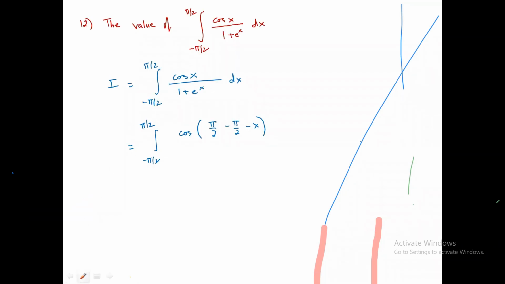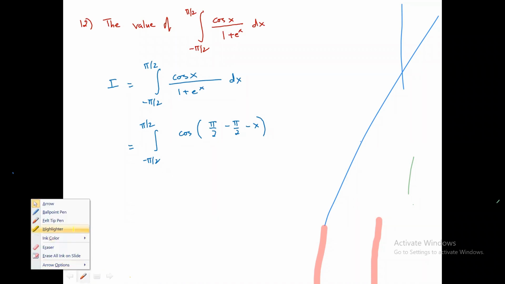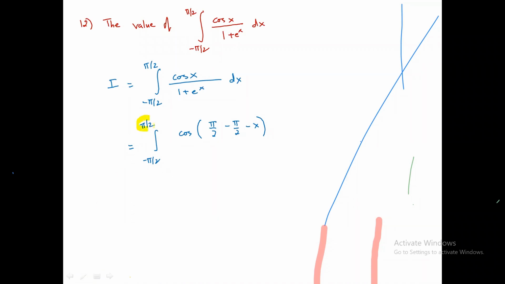I'm not getting the arrow, so I will highlight. I have upper bound pi by 2 and lower bound minus pi by 2. I'm using both of them, pi by 2 and minus pi by 2. Is that clear? Pi by 2 is here, minus pi by 2 is here, and minus x. In this way I'm using it.